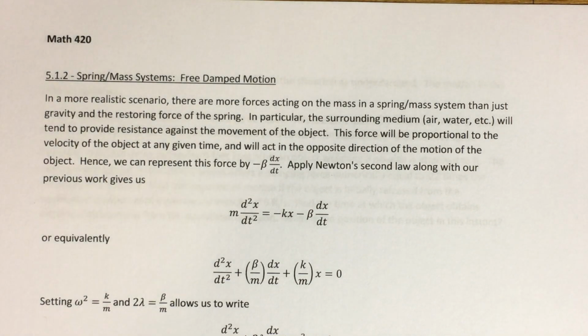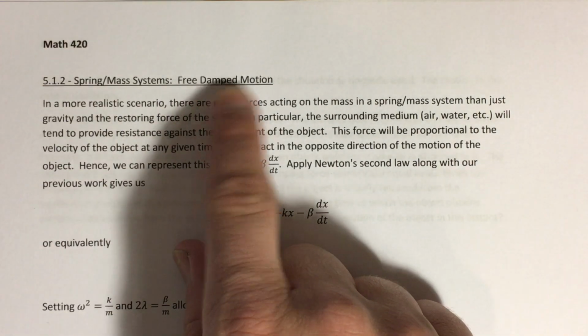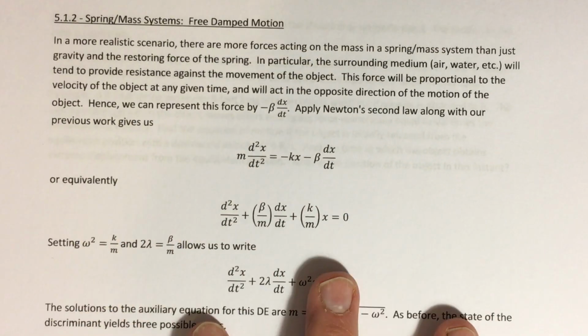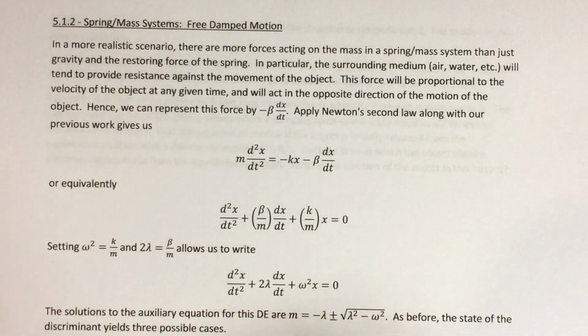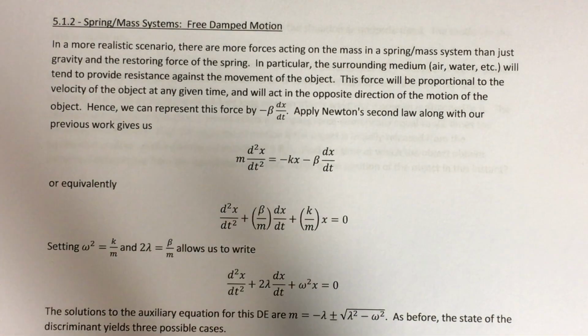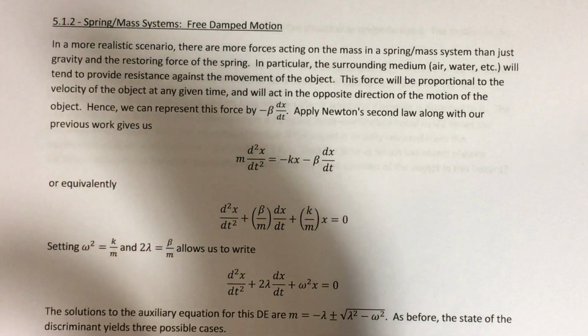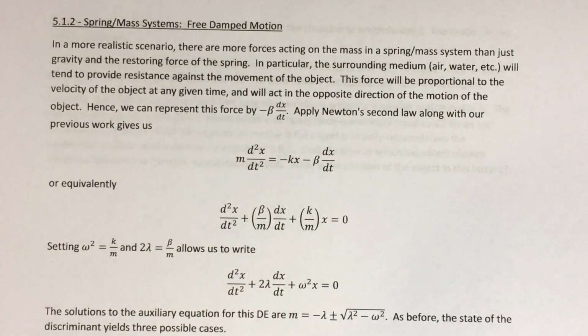So that's what we're doing here. The motivation behind this, we're going to be calling this free damped motion compared to free undamped motion. The motivation behind this is the fact that in a system like what we're talking about, hanging a mass from a spring and releasing it and letting it oscillate up and down, so far we've only considered two forces on that object. There's the force due to gravity, and then there's the restoring force of the spring. But in reality, there would be an additional force that we'd have to take into consideration, and that's the force induced by the surrounding medium.